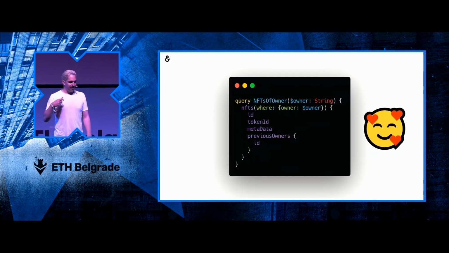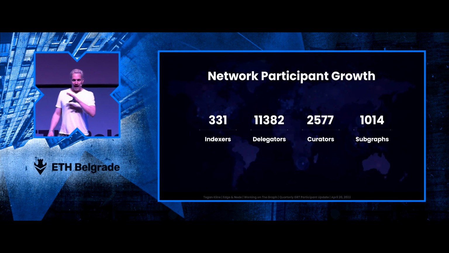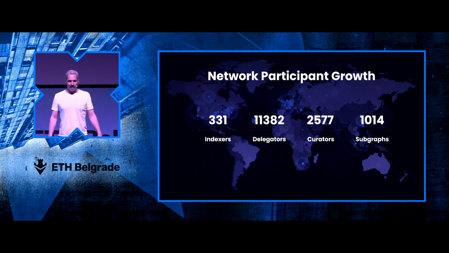So the Graph, with GraphQL, we can have one simple query that resolves in 100 to 200 milliseconds, and we have, boom, all the tokens that someone has. And that all works in a decentralized network.